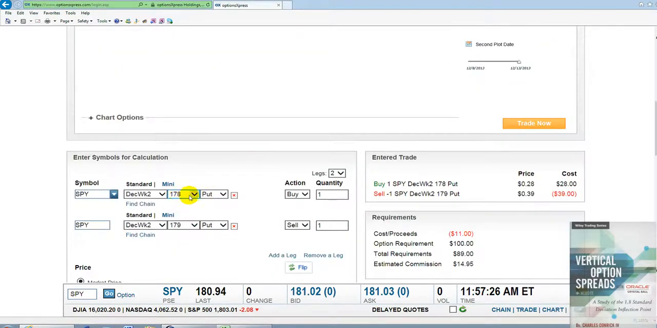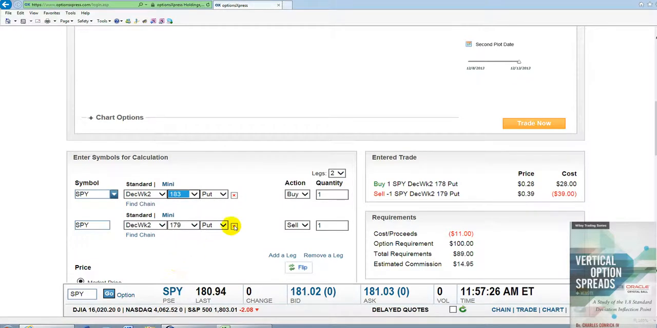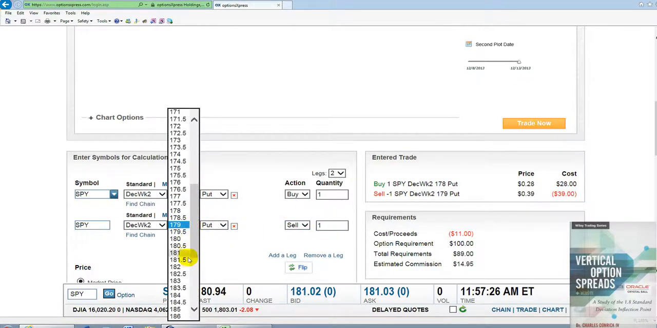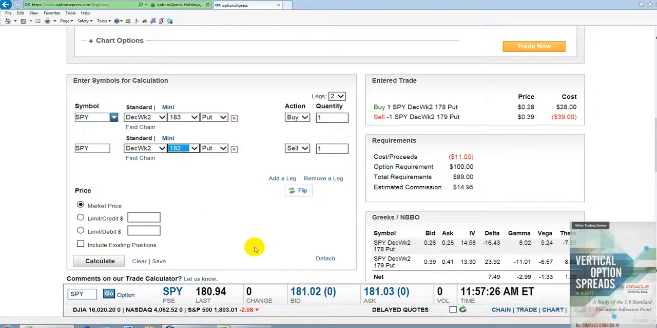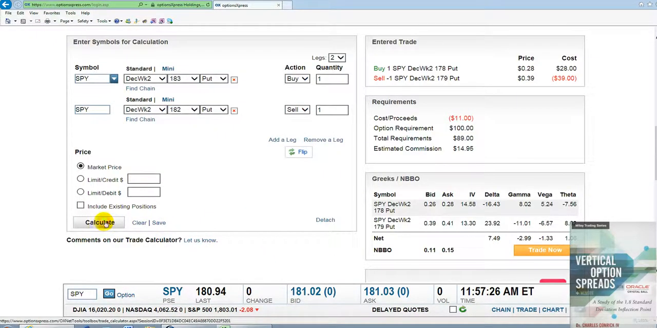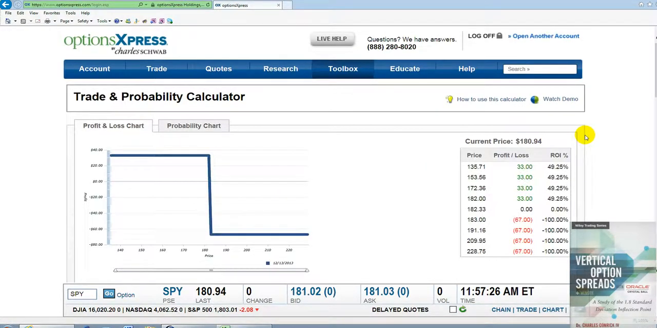Let me tell you what I mean. If SPY's at 181, I'm going to want the long leg up maybe at 183, and I want the short leg at maybe 182. Just to give you an idea, I want to be on the other side of the asset itself with a bear put debit spread. So let's calculate that.